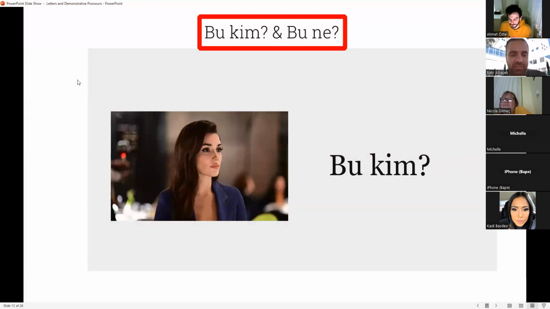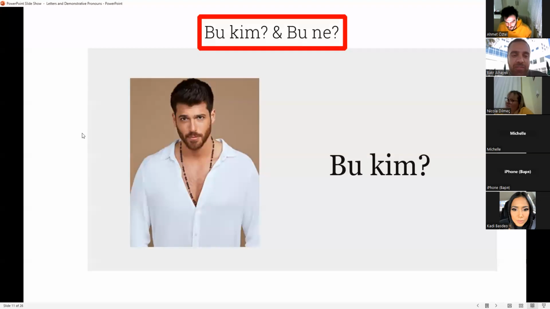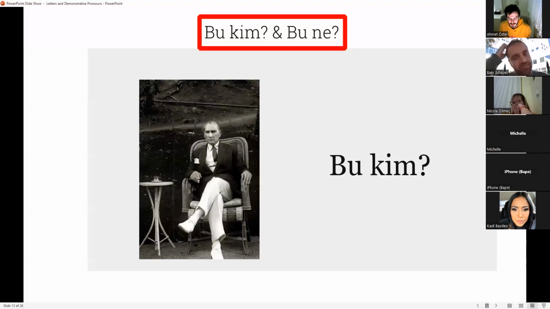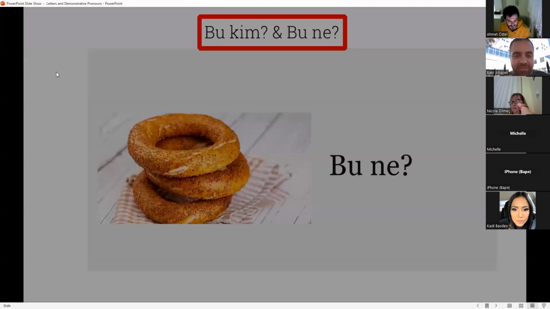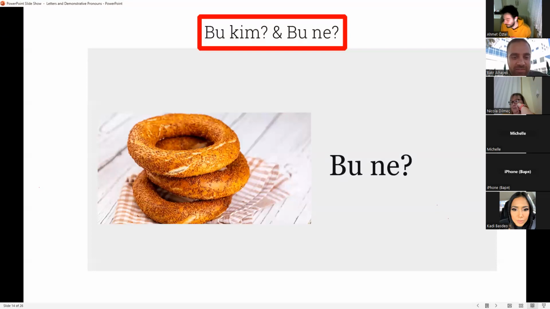Peki bu kim? Bu Eda Yıldız. Ne? Bu Eda Yıldız. I know. Anlamadım. Hande Erçel. Evet, bu Hande Erçel, another actress. I think they play together in a couple series. Peki bu kim? Mustafa Kemal Atatürk. Bravo. Süpersiniz. Pekala.